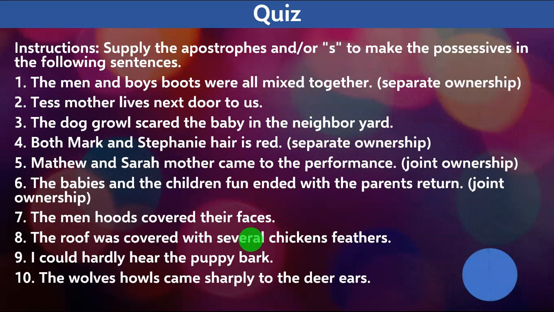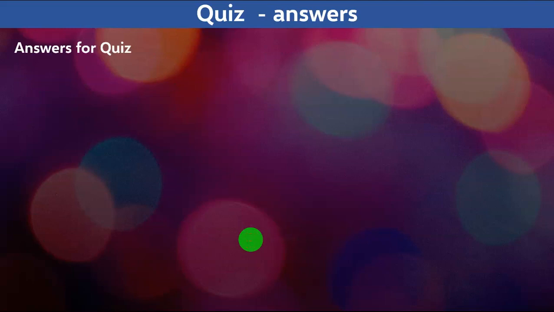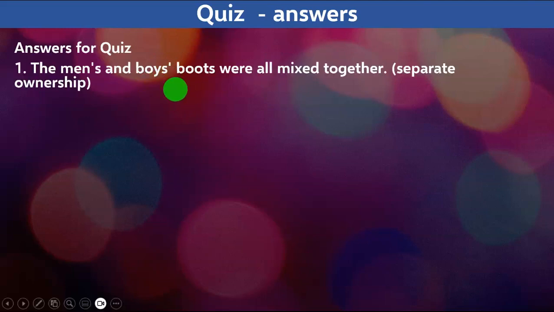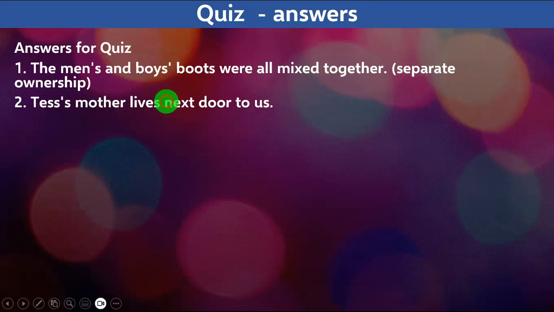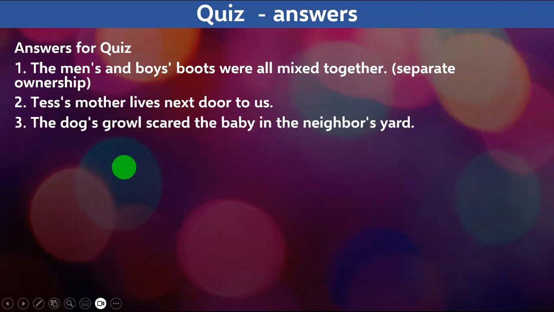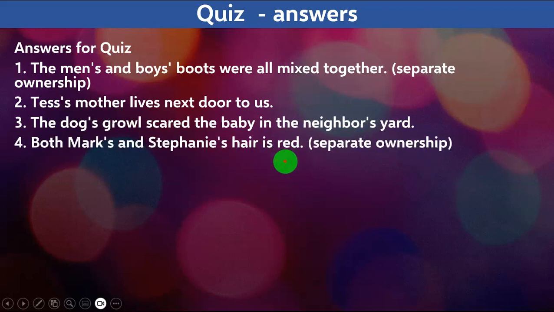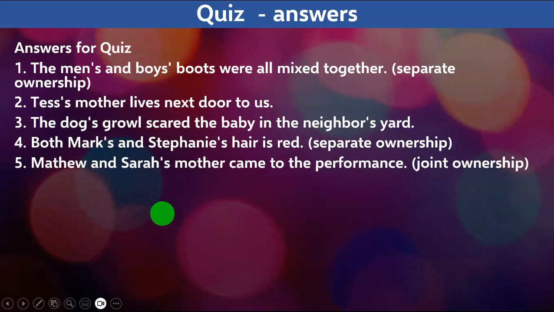All right, let us look at the answers. First one, the men's and boys' boots were all mixed together. Remember separate ownership? Number 2, Tess's mother lives next door to us. Okay, apostrophe and an S. Number 3, the dog's growl scared the baby in the neighbor's backyard. Dog's, neighbor's. Number 4, both Mark's and Stephanie's hair is red. Separate ownership. Number 5, Matthew and Sarah's mother came to the performance. Joint ownership.